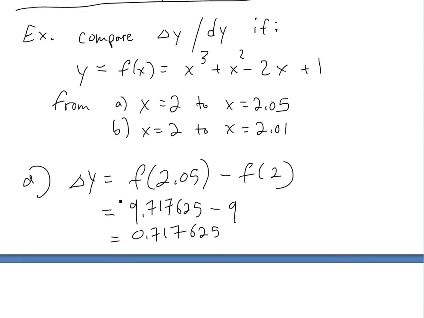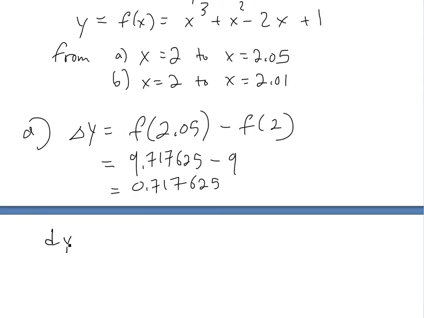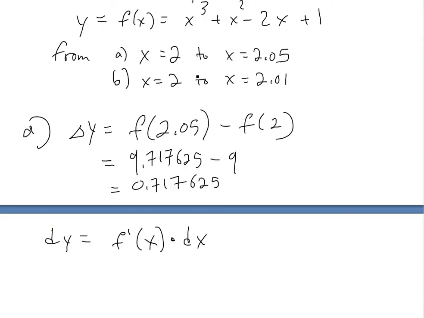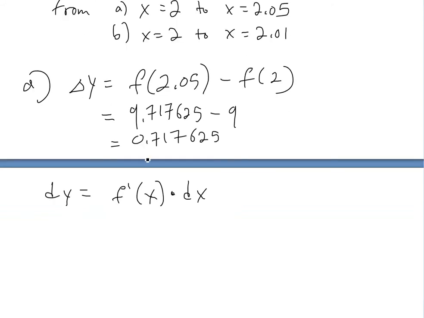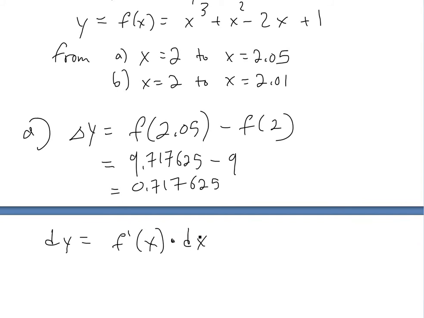So now let's look at the differential, the linear or approximated value. dy is equal to f prime of x times dx. In this one, we don't really need to use a calculator because we're not actually getting the exact value. This is just the general formula for dy. So f prime of x, we just write the derivative of this: 3x squared using the power rule, plus 2x minus 2, times dx.